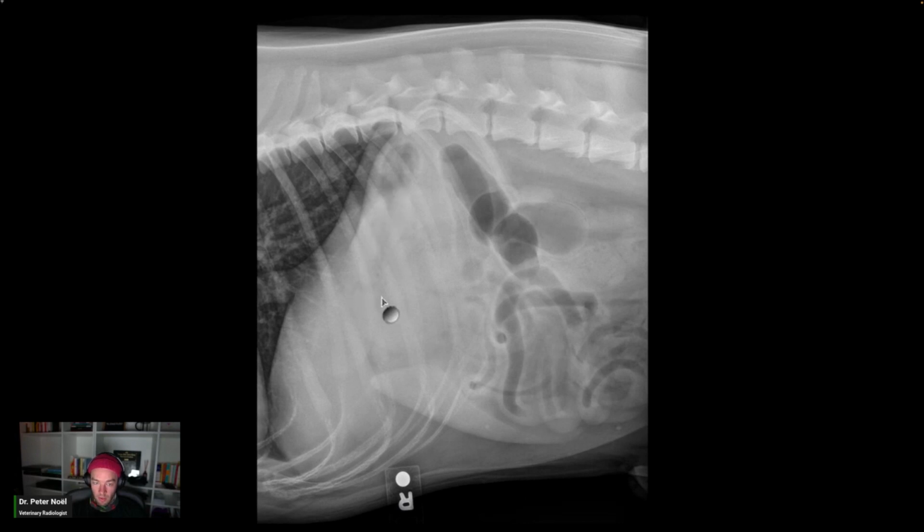The liver. One of the things right after you look at the liver is you start looking at the stomach. Okay, so the stomach is right in here. So there's gas.